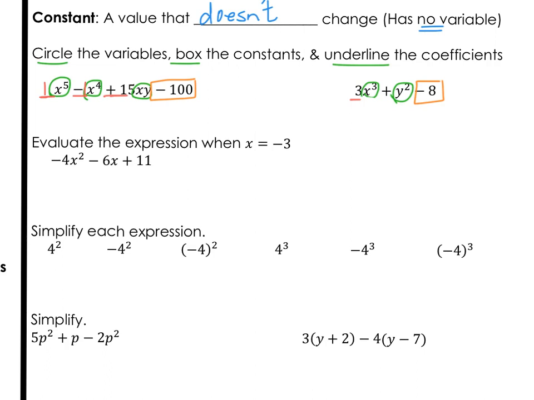In the second example, we run into that again. We have x to the 3rd and y squared this time. Those are both variables. Again, that negative 8 represents the constant. I've underlined the 3, but we also have to recognize that in front of the y squared, technically there's a 1. Recognizing those terms will be helpful when we evaluate.